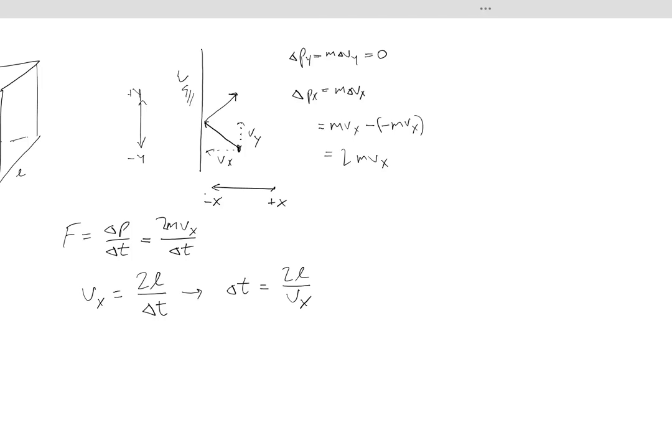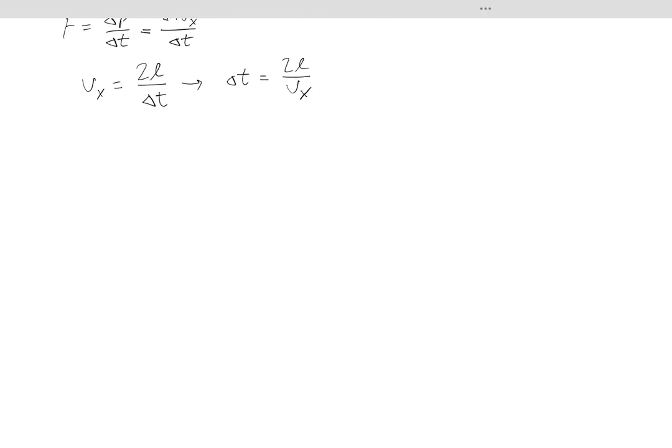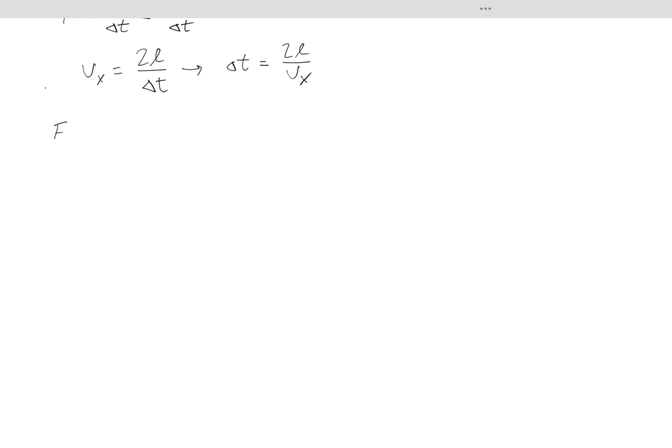So now I can consider the whole momentum change on the wall in a particular time interval due to the single particle. So what is the force that this particle exerts on the wall? We can rewrite it as F equals 2mvx over delta t, which then becomes 2mvx over 2L over vx, which is mvx squared over L. And hopefully you're looking at that going, hey, that kind of looks like a kinetic energy statement.